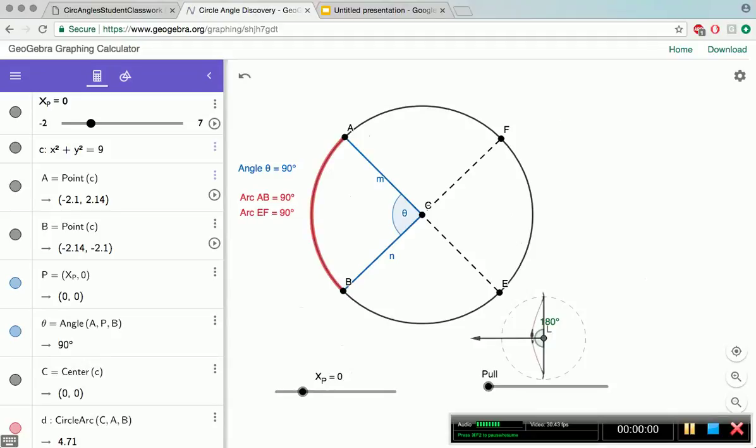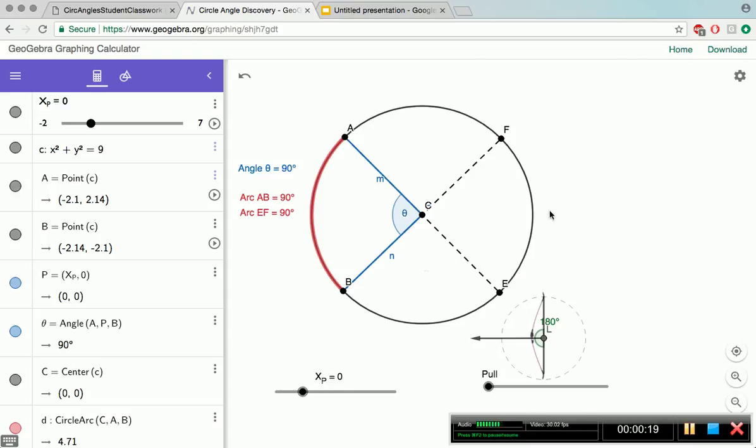Okay, so this is what the GeoGebra document looks like. So we have a circle in the middle with an angle labeled here. You can see that we have a red arc highlighted, we have the angle measure, and the arc measures to the left. So we're going to keep track of all these things, how they change as we go through each of the scenarios that come up on the next couple pages.